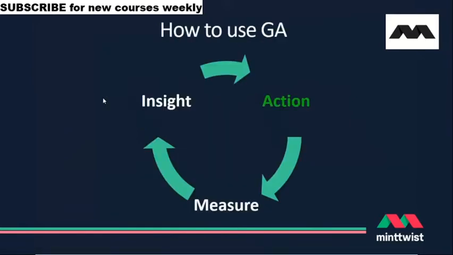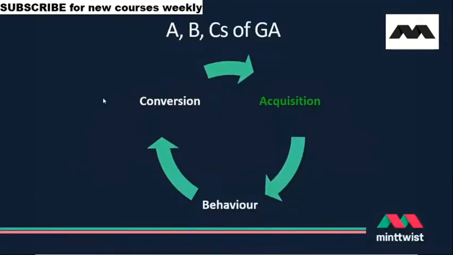Okay, so how to use Google Analytics? First of all, any measurements that we're taking, any data that we're looking at, we want to draw out insights, we want to take some action, we want to make a change, and then we want to measure the results. So Google will talk about the ABCs of Google Analytics. Broadly speaking, there's 3 types of reports we can look at.